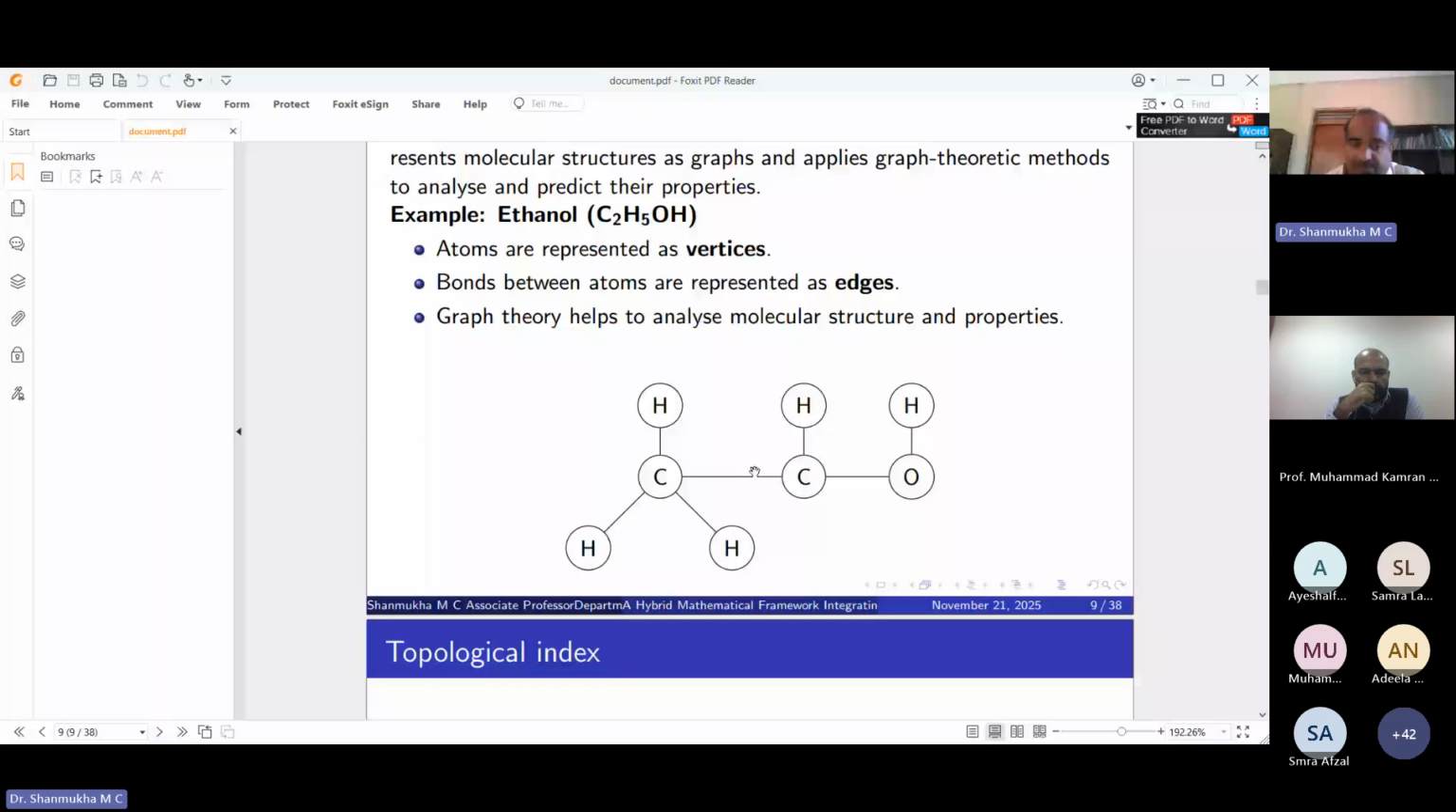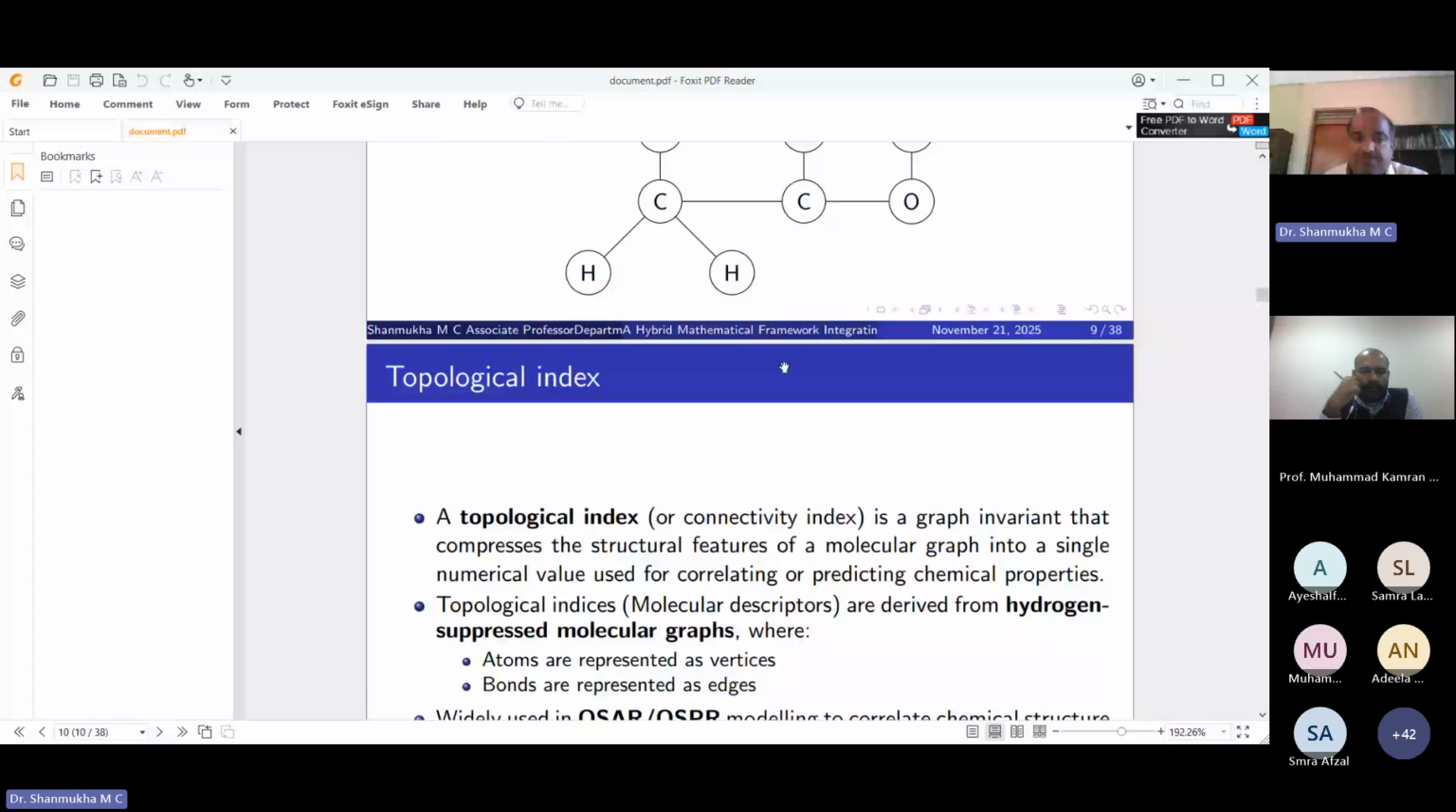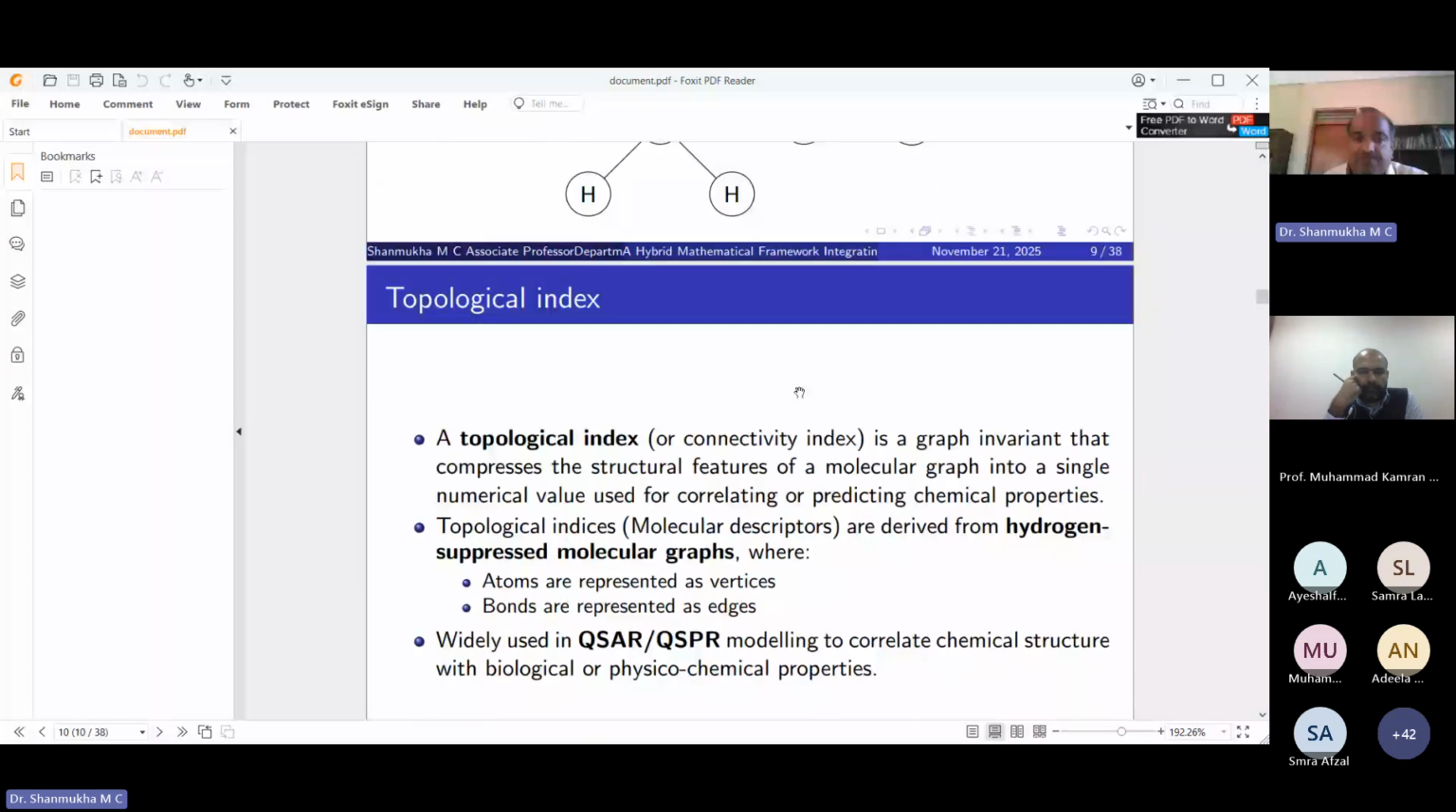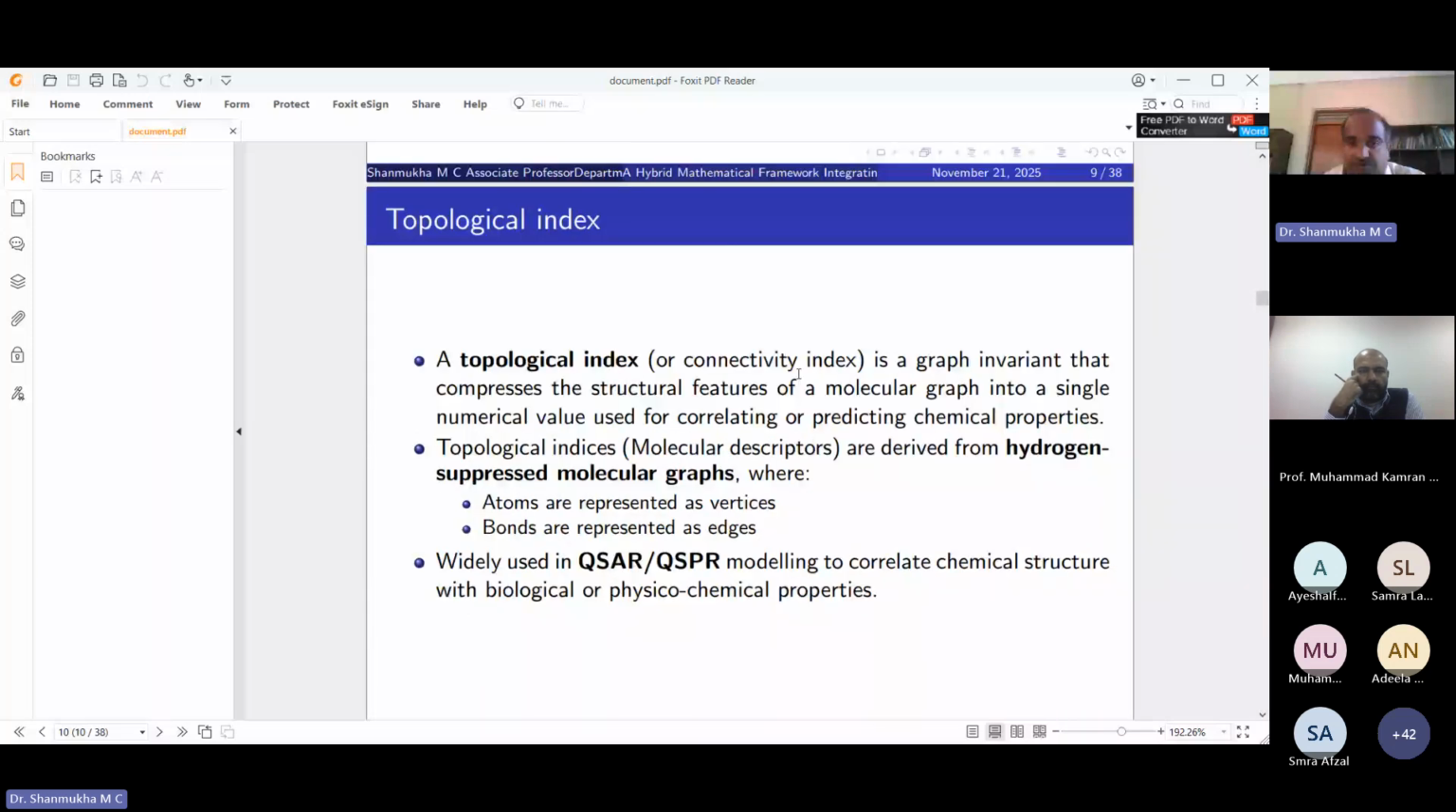Then we move on to an important definition in chemical graph theory called the topological index. A topological index is a graph invariant that compresses the structural features of a molecular graph into a single numerical value used for correlating or predicting chemical properties. Topological indices are usually derived from hydrogen suppressed molecular graphs, where atoms are represented as vertices and bonds are represented as edges.